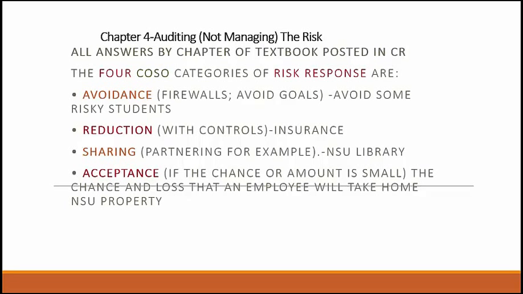So in the COSO framework, there are 4 risk responses. One is avoidance. Okay, so we want to avoid risk, which is why we have firewalls. We avoid some risky students, so we have standards in terms of SAT testing and whatever. Okay.